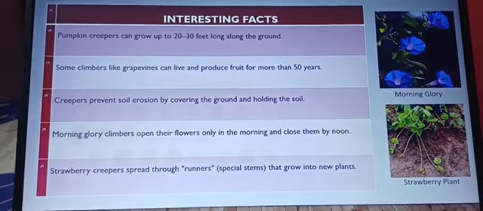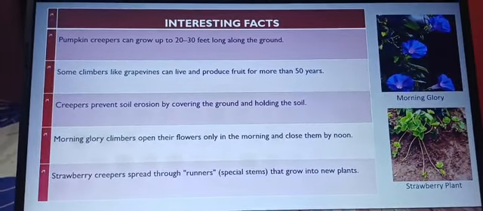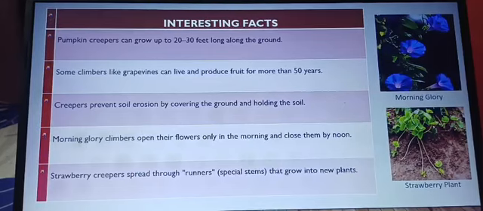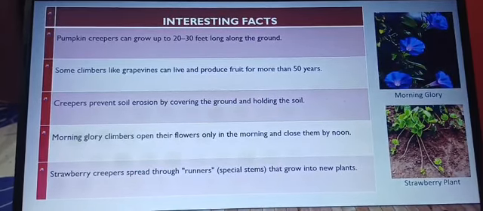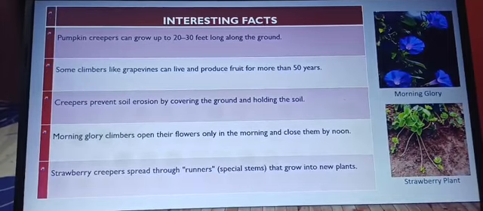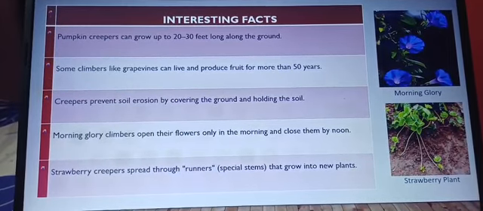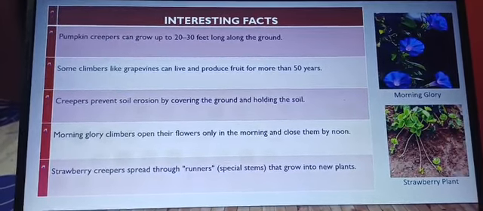Strawberry creepers spread through runners. What are runners? Runners are special stems that help these plants to grow along the ground, and they grow into new plants also.